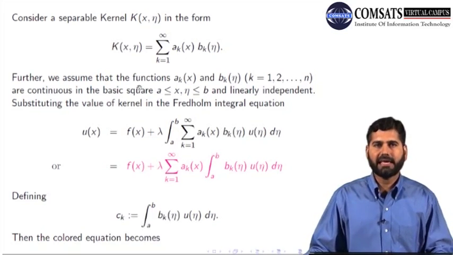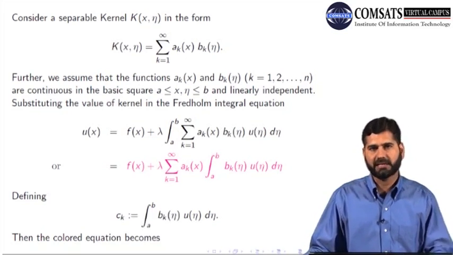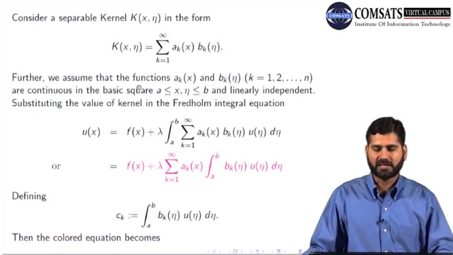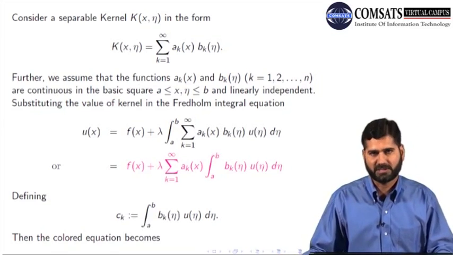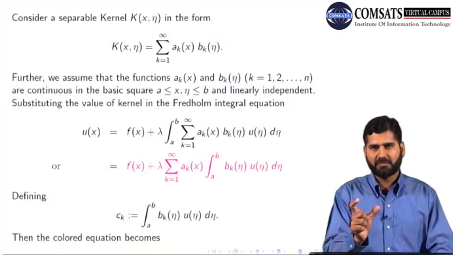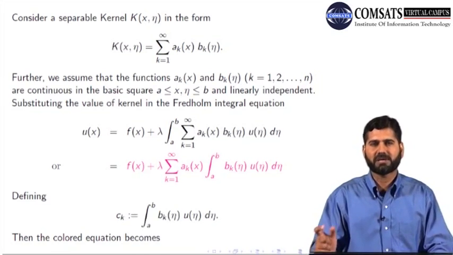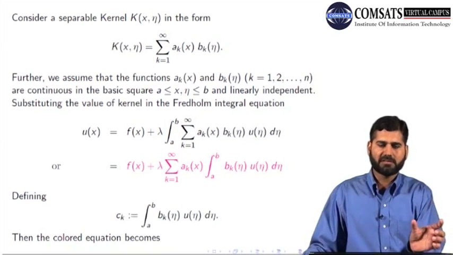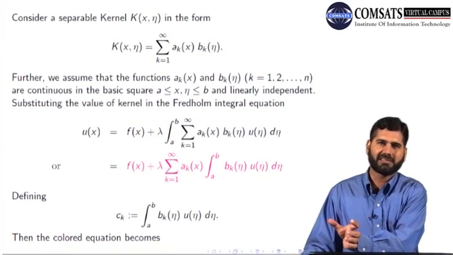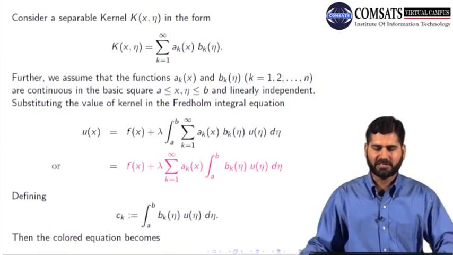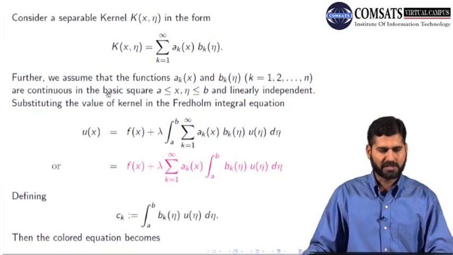So we are assuming that a_k(x) and b_k(eta) are continuous functions in a square, where x goes from a to b and eta goes from a to b. In this interval they are continuous and linearly independent as well. If they are not linearly independent, then there is no charm in writing a sum of these functions, because if they depend upon each other, one term depends on the other term. Alright, so it doesn't look good. So basically if they are linearly independent, their linear combination will be a good choice.